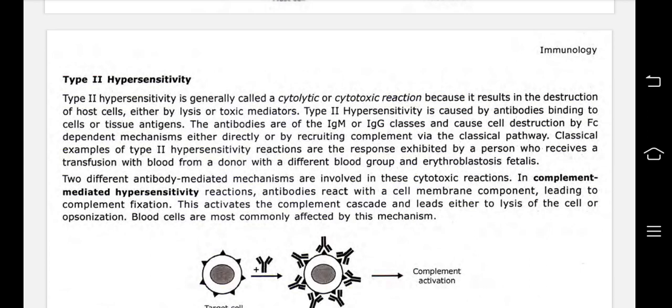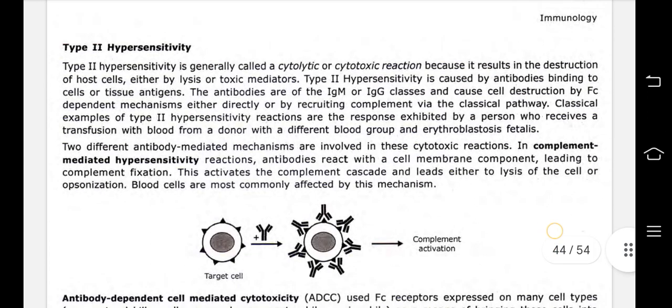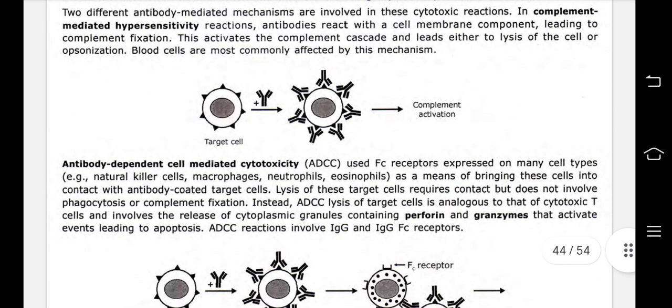Two different antibody mediated mechanisms are involved in the cytotoxic reactions. In complement mediated hypersensitivity reactions, antibodies react with a cell membrane component, leading to complement fixation. This activates the complement cascade and leads either to lysis of the cell or opsonization. Blood cells are most commonly affected by this mechanism. So, complement activation is also there.